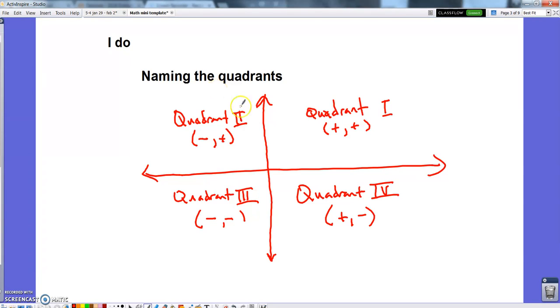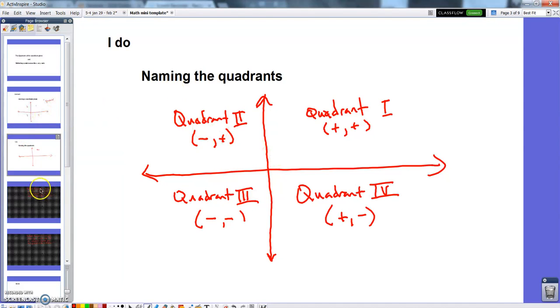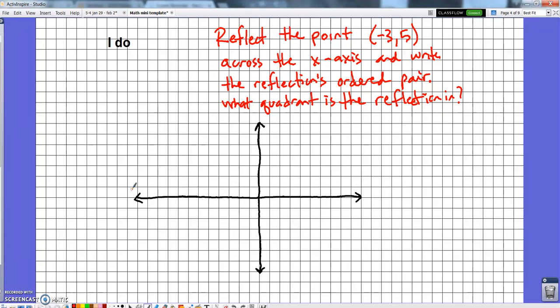That way we can talk about where we are on the coordinate plane easily. Quadrant 1, quadrant 2, quadrant 3, quadrant 4. Okay? Let's go to our next topic. We'll bring that back in a little bit. So let's talk about reflecting a point here. I'm going to reflect the point negative 3, 5 across the x-axis. So there's like 3 things to do. 1, reflect it. 2, write the reflection's ordered pair. And 3, say what quadrant it's in. So I'm going to do 3 things in one swoop here.